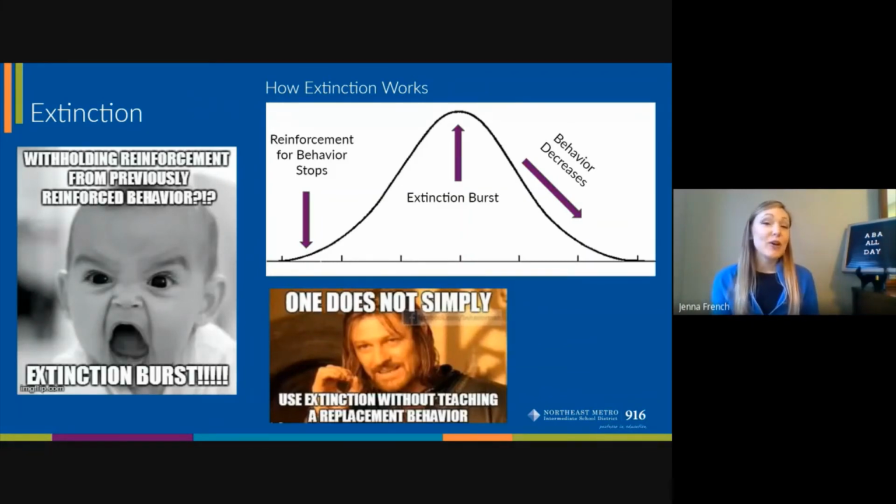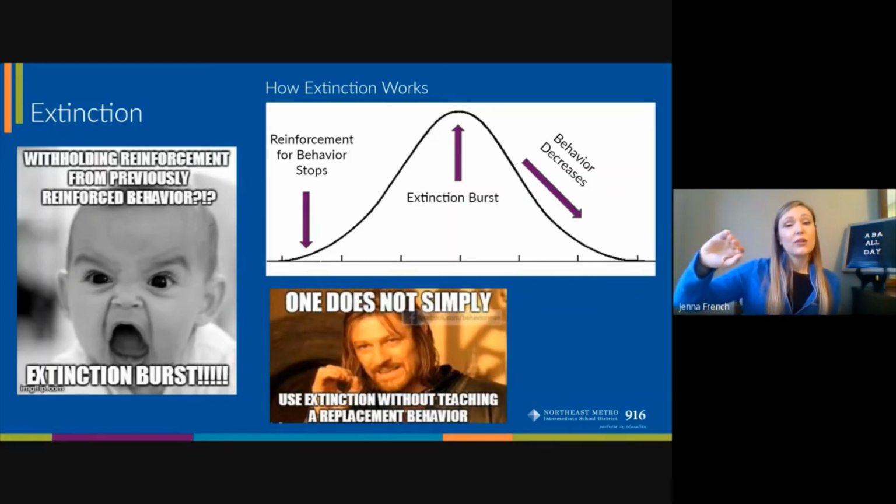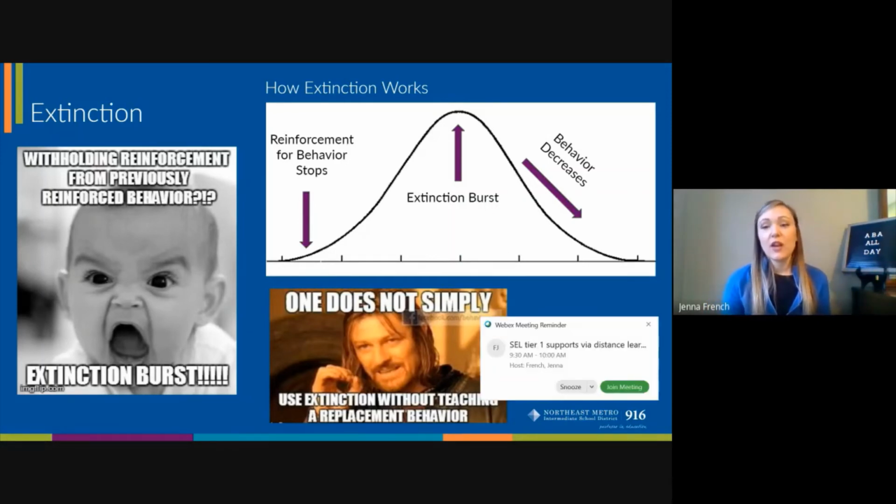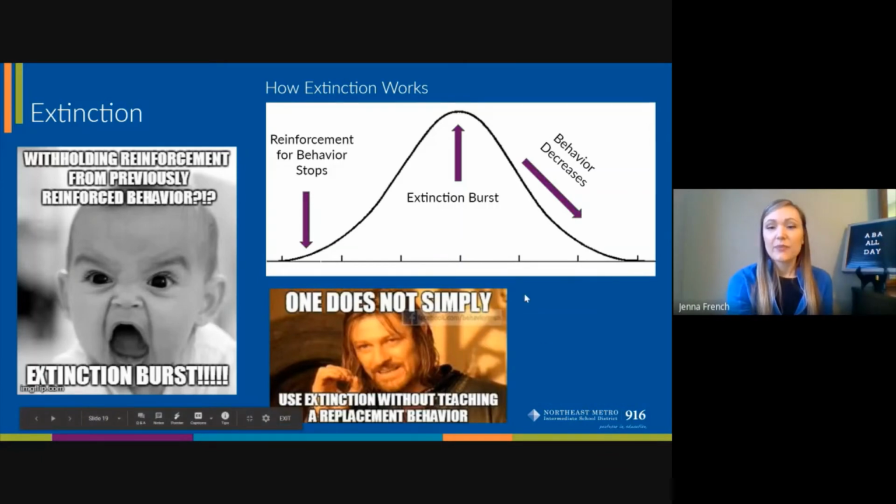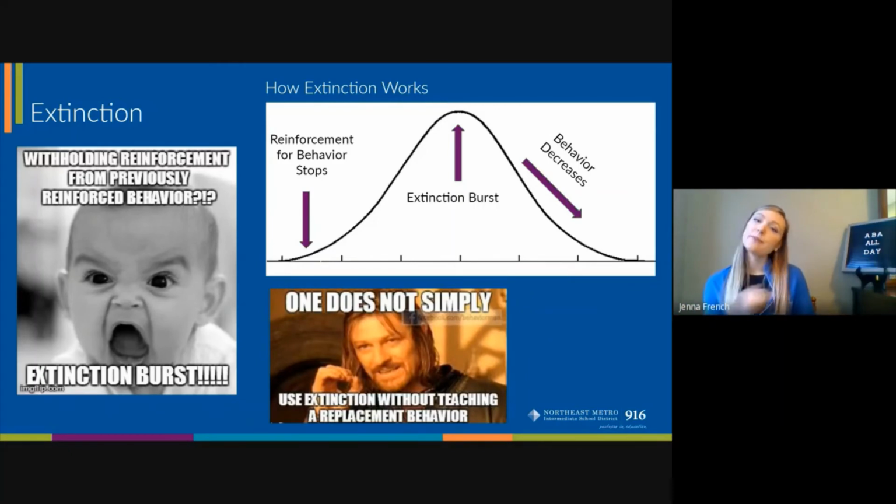So a little bit more detail about extinction. So back to the teddy bear example, when the mom stops giving the child the teddy bear when he cries, what will happen is when the reinforcement of the behavior stops, if you look at that bell curve, the behavior is likely to increase either in frequency, in duration, how long it lasts, or in intensity until it reaches a point of extinction burst, where it has kind of reached its peak, and then it will decrease afterwards.